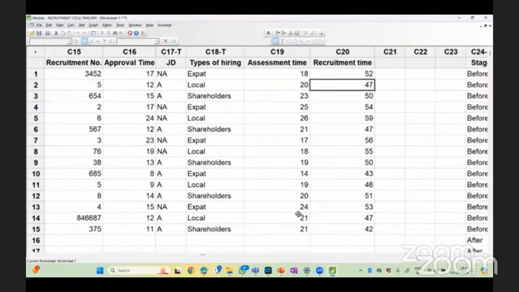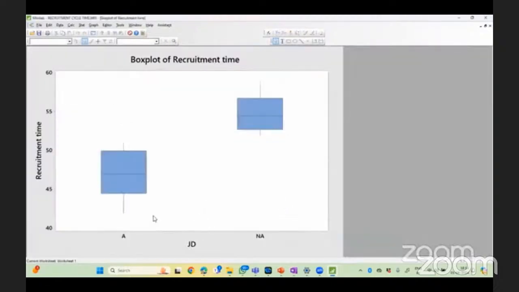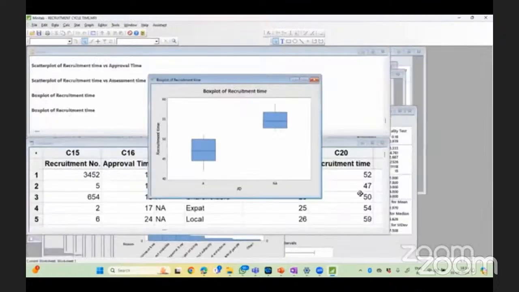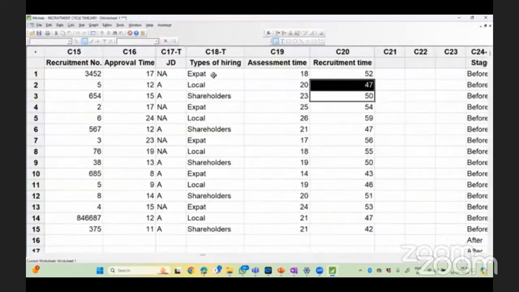So job description availability appears to be the root cause. If I make a policy that all the job descriptions of all departments should be made available in the next 15 days, it will drastically reduce my recruitment time in the future. So this becomes my solution. Let us write job description of all the positions in the company. And now if you take all these solutions, okay, one more thing.